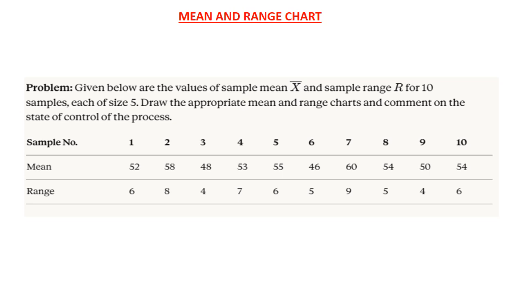So far, I hope I have given a clear idea about the basics of statistical control charts and their control limits. Now let us move on to the problems of the different types of control charts. The first problem is based on the mean and range chart. According to the problem, given below are the values of sample mean and sample range for 10 samples, each of size 5. Draw the appropriate mean and range charts and comment on the state of control of the process.